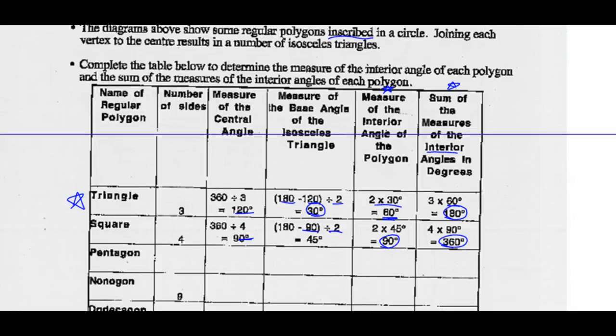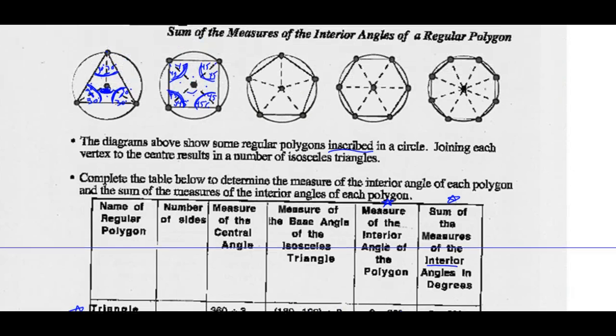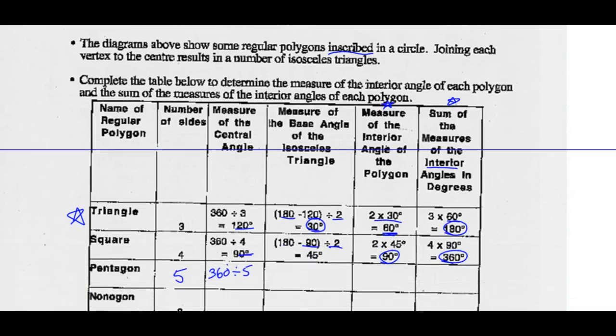Well, let's do the same thing for a pentagon. So a pentagon has 5 sides. The measure of the central angle is 360 degrees. You divide that now by 5 because you draw the 5 triangles from the center. They're all isosceles. These are all still radii. So 360 divided by 5 gives us one central angle of 72 degrees.